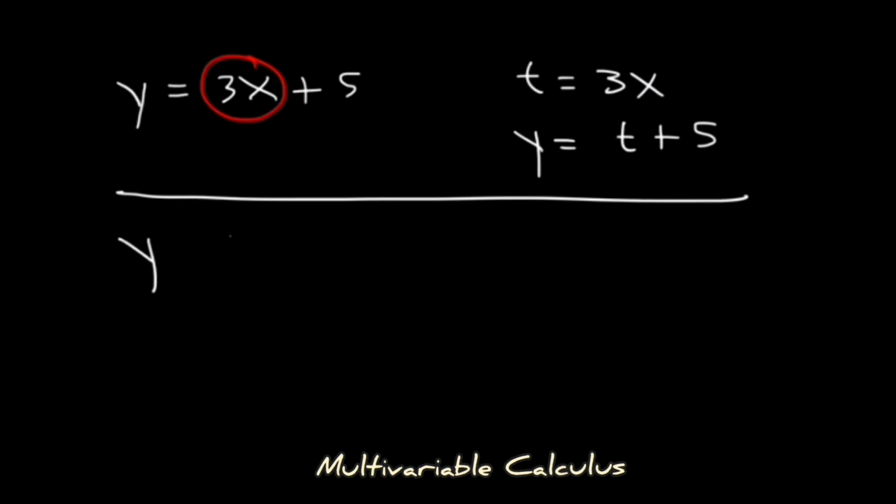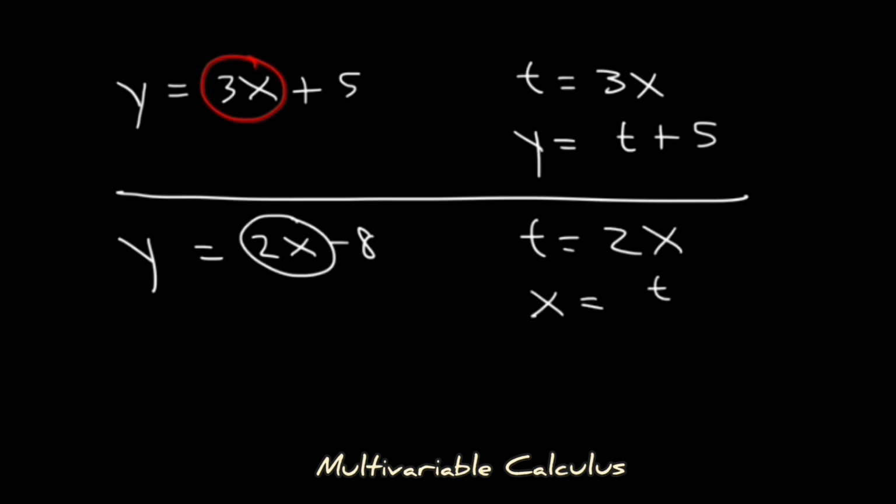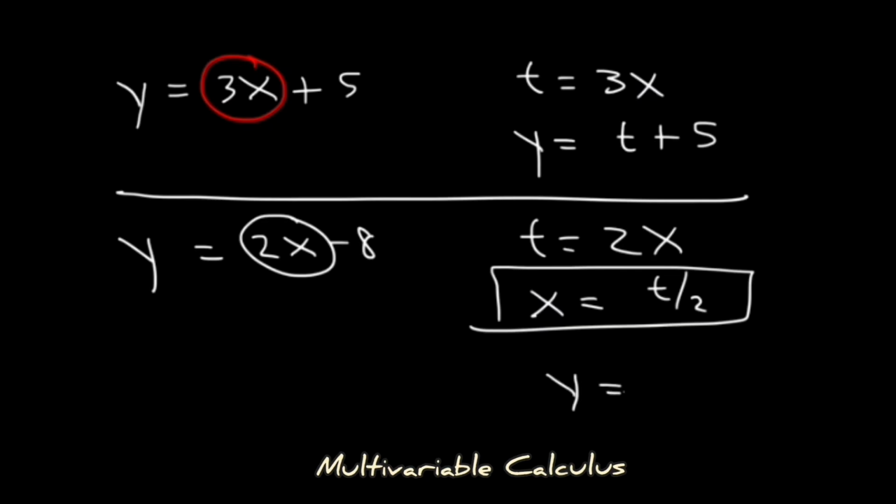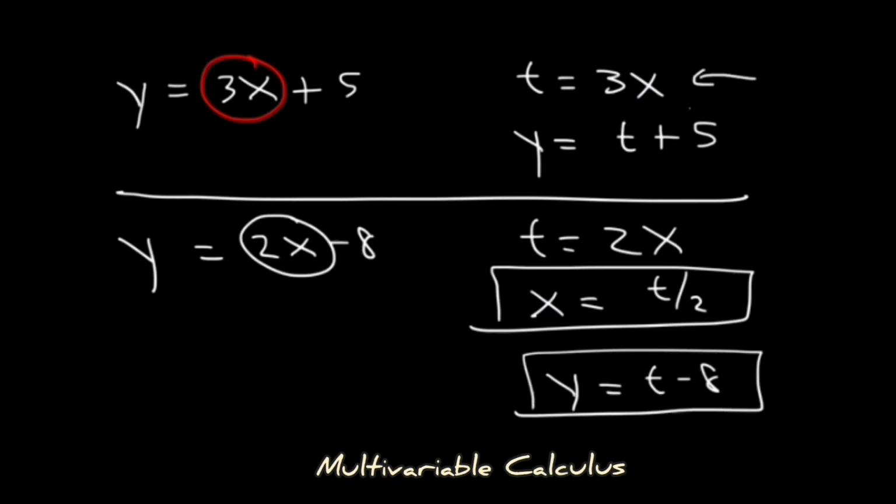Let's try another example. Let's say y is equal to 2x minus 8. What's x and what's y in terms of t? That means t is going to be equal to 2x. And if you want to isolate x, that means x is t over 2. Technically, this is the one that we need. And so y is t minus 8. So we need these two equations. This one, we got to solve for x. So x is t over 3. So these are the two equations that we want in the first example.